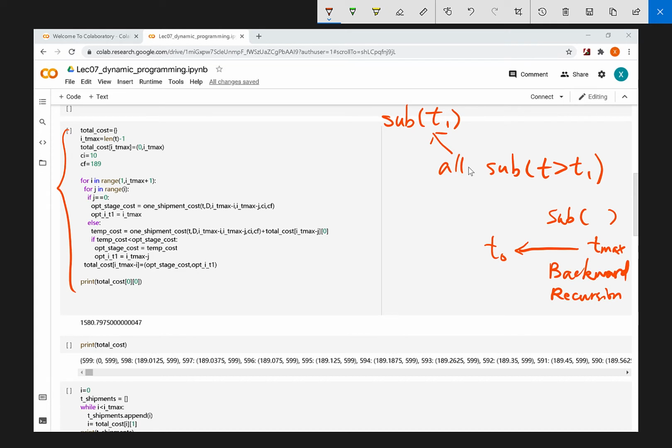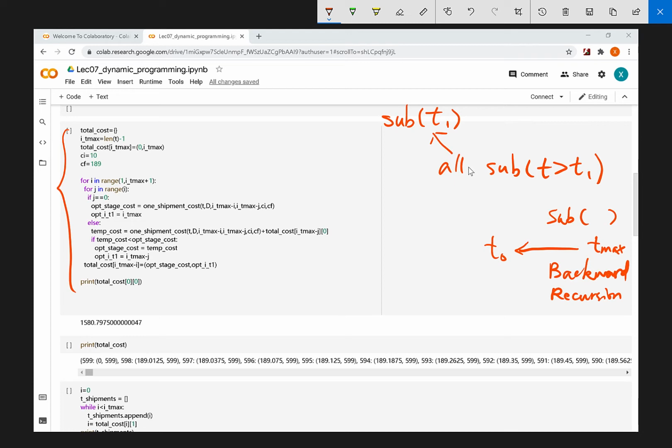Okay, so when we calculate T1, we have to know that all the subproblems starting from the values greater than T1 are already calculated. To make sure that this value is calculated, we do not want to calculate the subproblem multiple times, because that would be exponential in calculation.